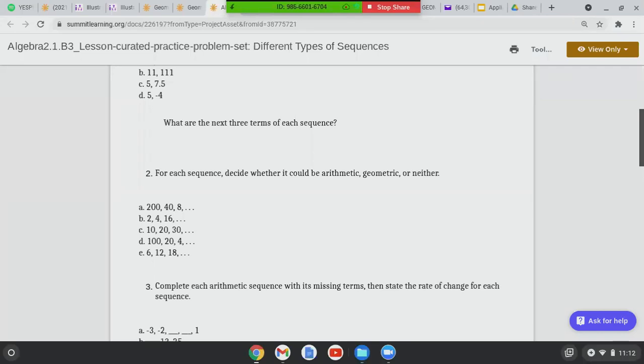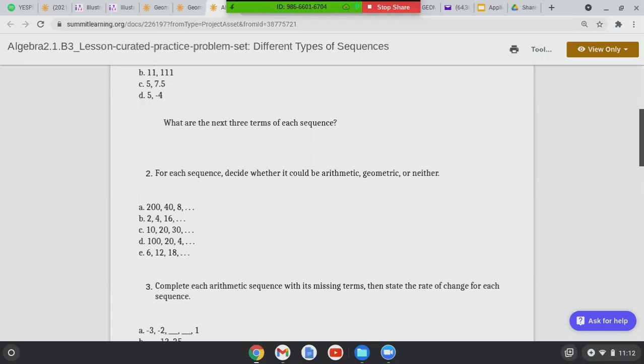Okay, that's a sequence that we haven't gotten to yet. All right, so look at C. 10, 20, 30. Arithmetic, geometric, or neither? Is it plus 10? Plus 10, absolutely. That makes it what? The A word, right? Arithmetic. Yes, the A word.